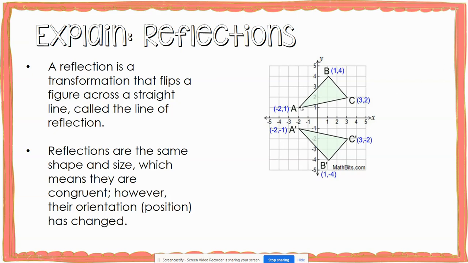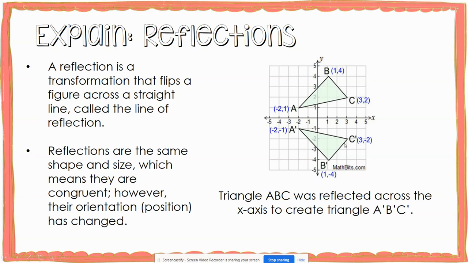So in this figure, you see that you have triangle ABC, and it has been reflected or flipped across the x-axis to create triangle A prime, B prime, C prime. So we would say triangle ABC was reflected across the x-axis to create triangle A prime, B prime, C prime.